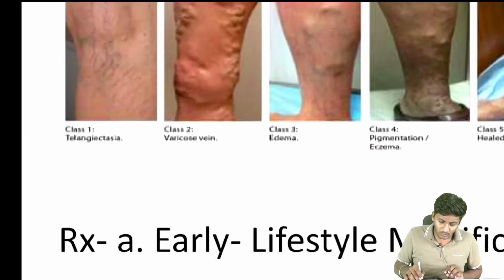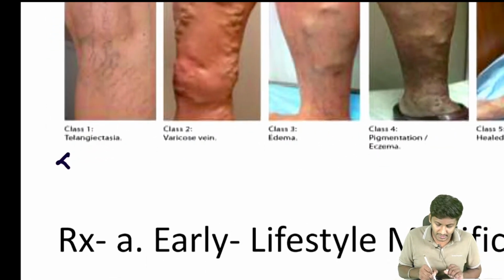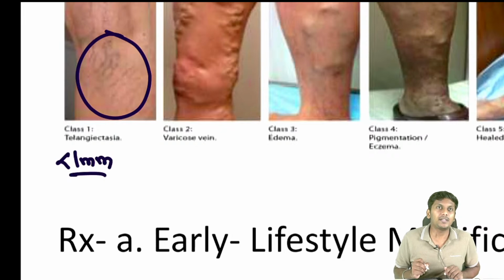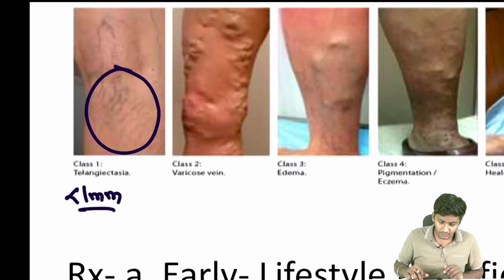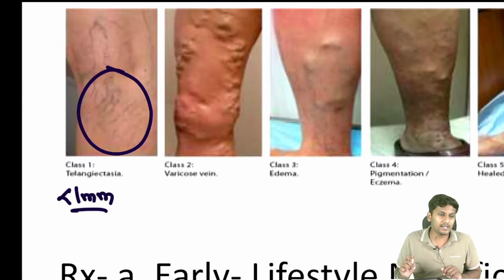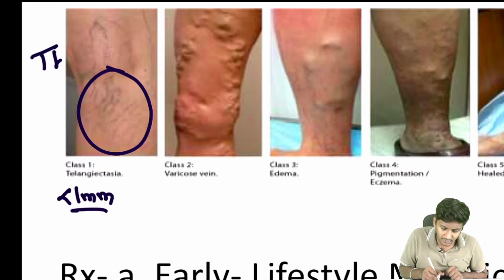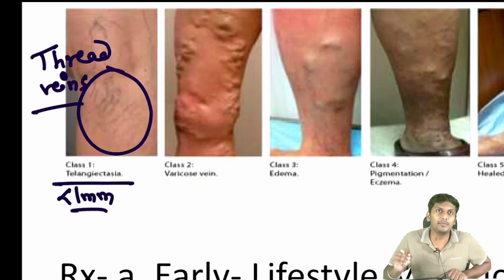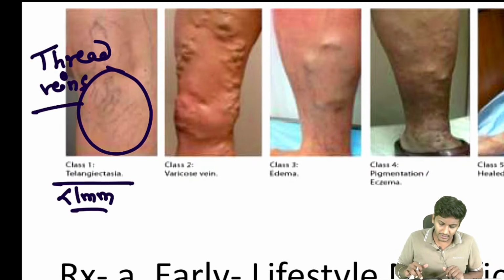So now, when the veins start to dilate, if they are less than 1 millimeter dilated, बच्चे, these small dilated veins which appear like thread, धागे जैसी दिख रही है ना, these small dilated veins which appear like threads usually, these are called the thread veins, or we can call them telangiectasia.